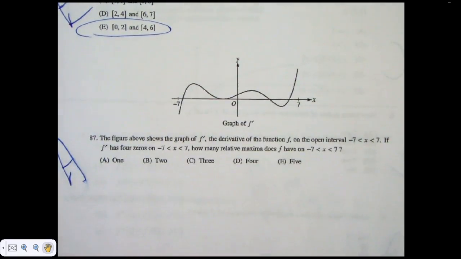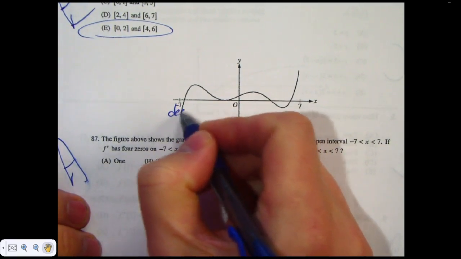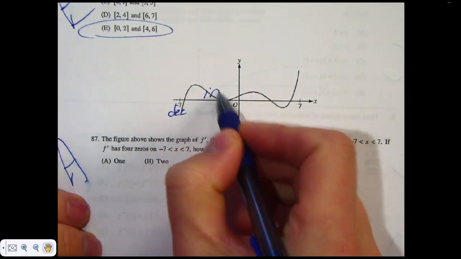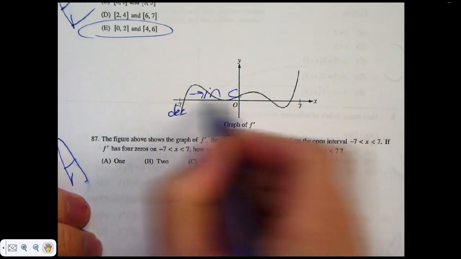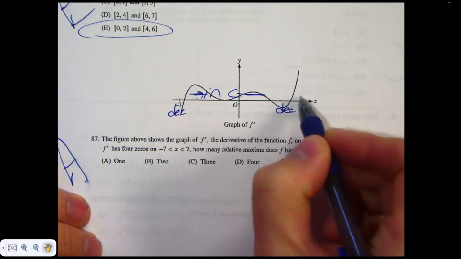87, how many relative max are there? So this is the derivative graph. So again, what does above the axis mean on a derivative graph? The original is increasing. Below the axis means the original is decreasing. So the original graph is decreasing here, increasing all of this time, and then decreasing here, and increasing here.